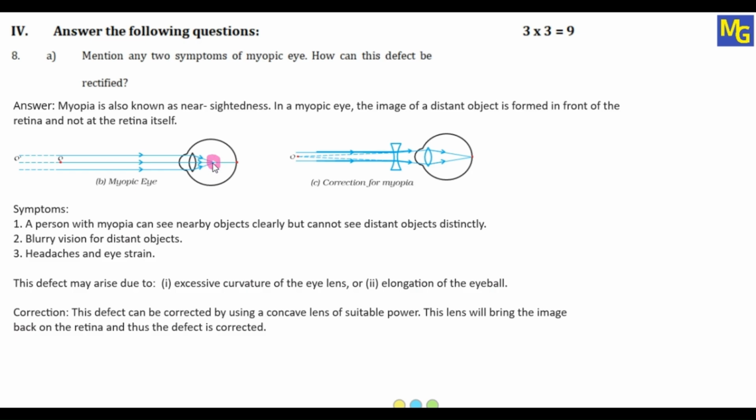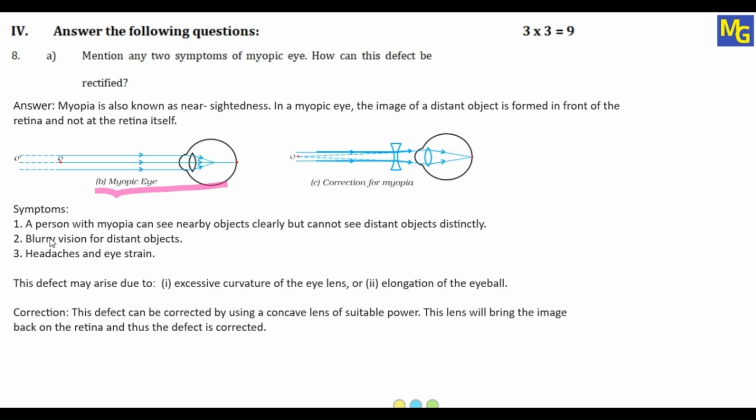So the image will form here, and therefore it cannot be detected by the optic nerves which are present in the ciliary muscles or the eye muscle. So that is the reason why we cannot see the far object clearly. So this is the diagram for myopic eye.